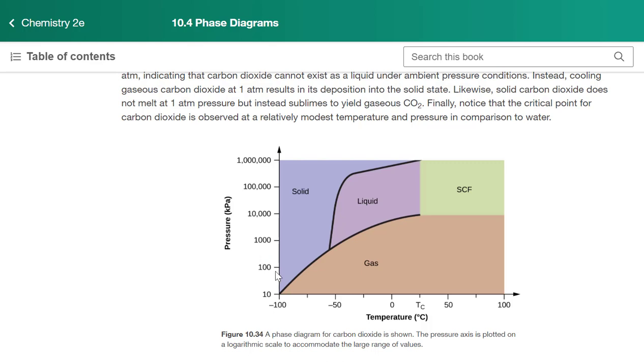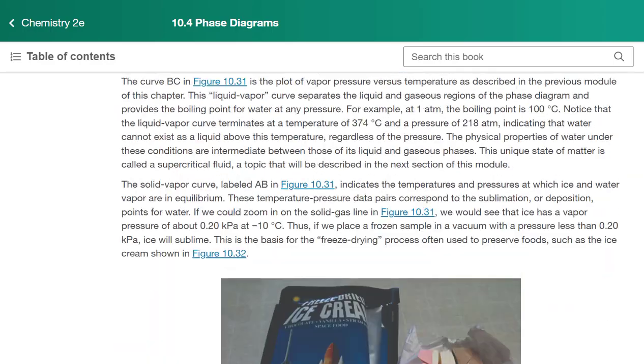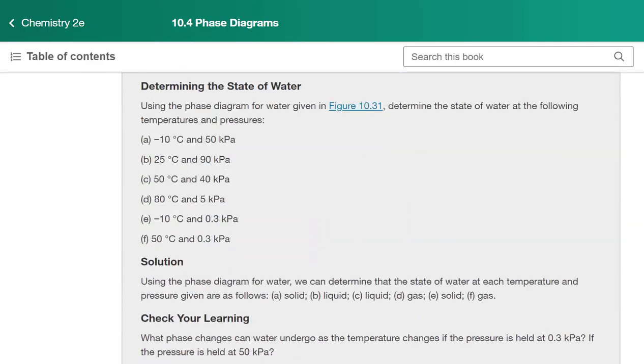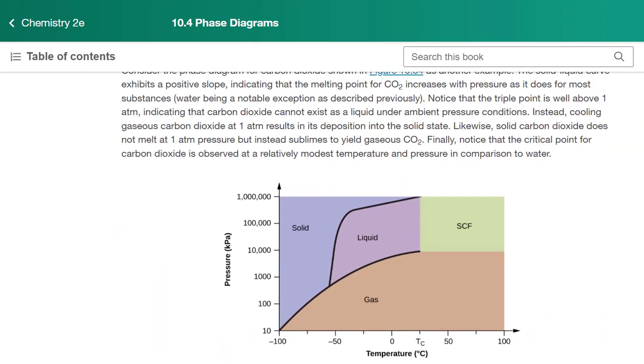101 kilopascals would be atmospheric pressure. We're above that. So we have to have a higher pressure in order to have liquid carbon dioxide. However, to get to a supercritical fluid, this pressure is much lower. So it's about 10,000 kilopascals compared to for water, it was 22,000 kilopascals. So it's a more modest location.